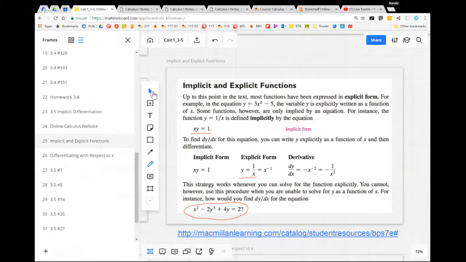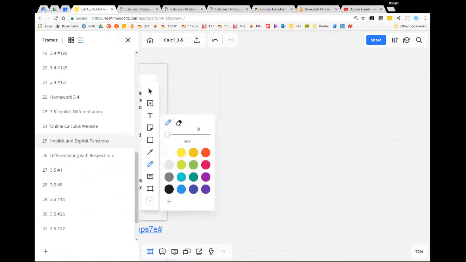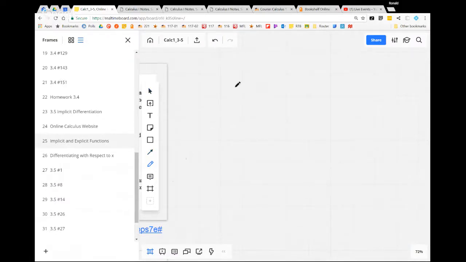Okay, so now let's go off to the side, and let's take our first look at a problem like this. So we have x squared minus 2y cubed plus 4y equals 2. So that can't be solved for y.